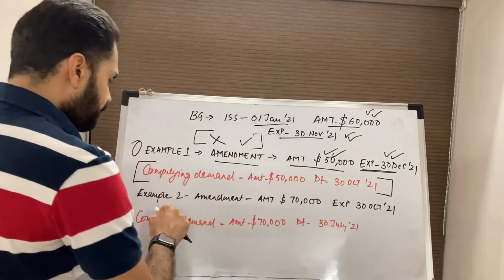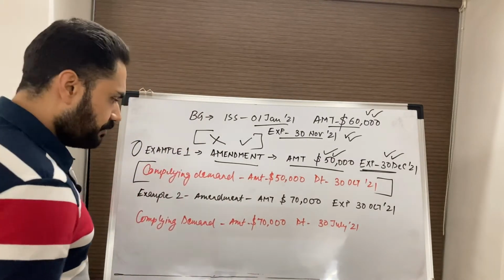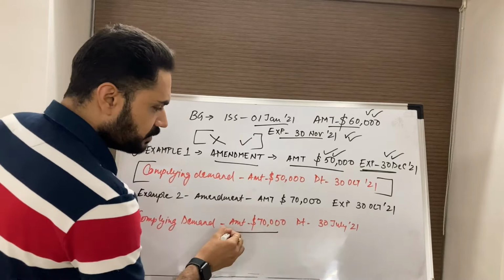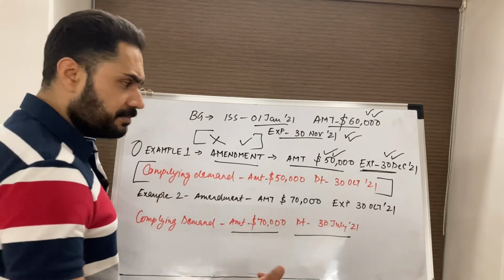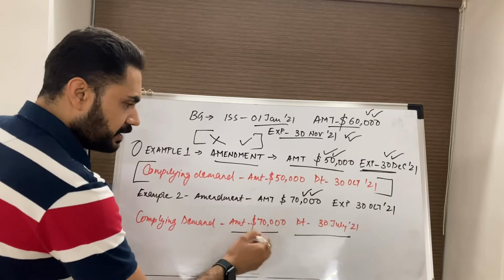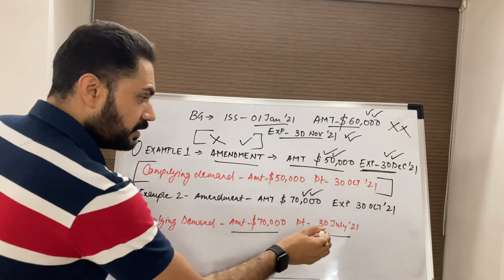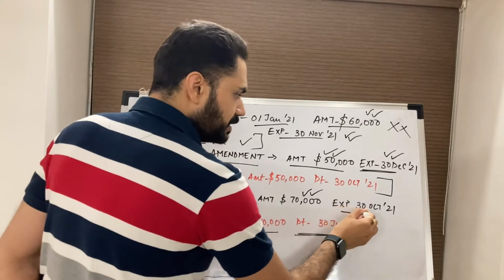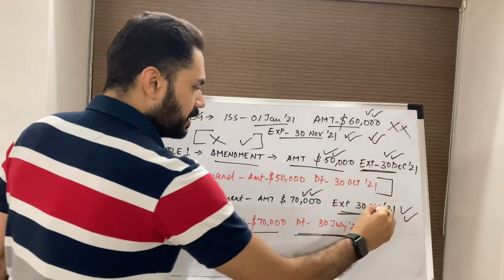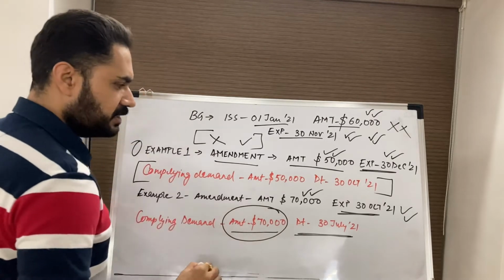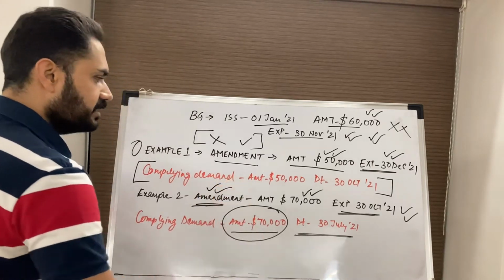Okay. Another example, BG was amended, amount was increased, expiry was decreased. Okay. Beneficiary presents a compliant demand for 70,000 on 30th July. Now, is this demand in line with the amendment? Yes, it is. Is this demand in line with the original BG? No, it's not. Now, is this within the expiry of the amended BG? Yes. Is it within the expiry of the original BG? Yes, it is. But one section is not matching with the original BG. So this means this amendment was accepted by the beneficiary.